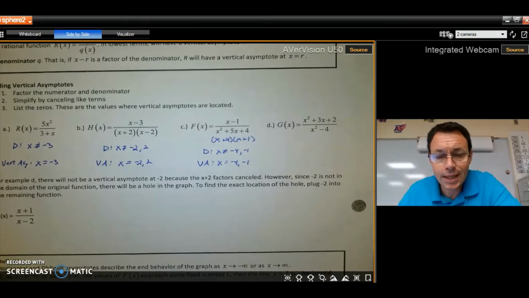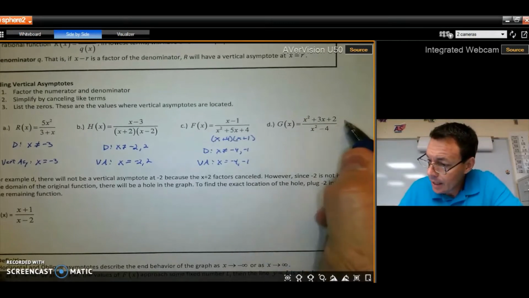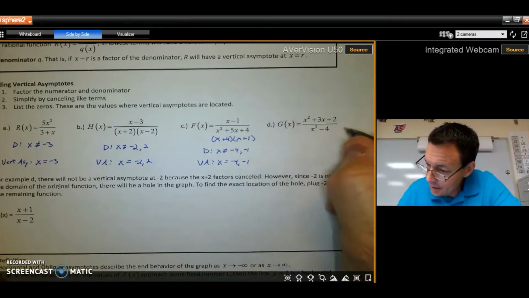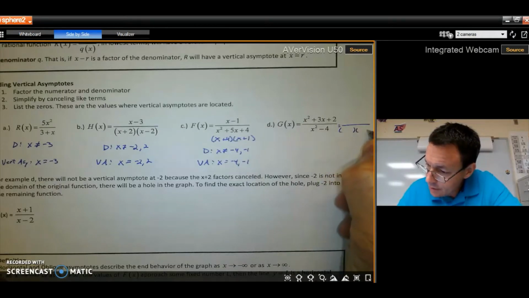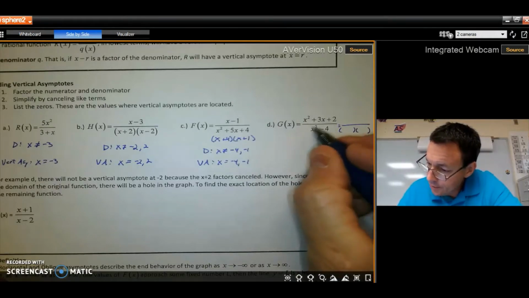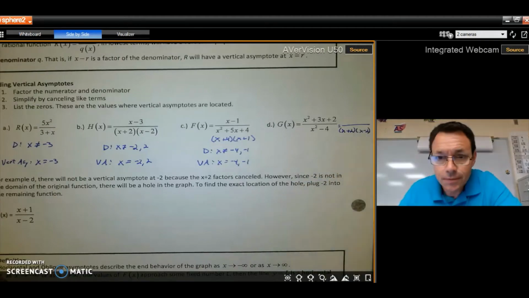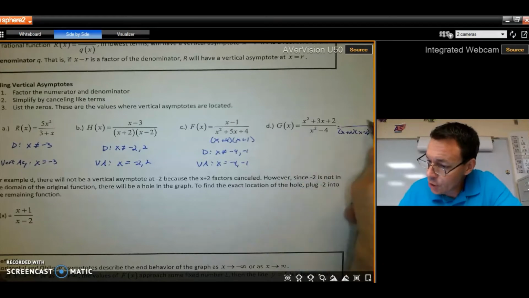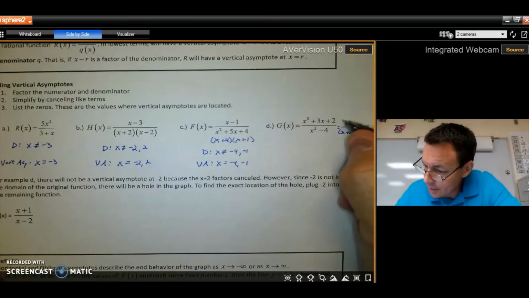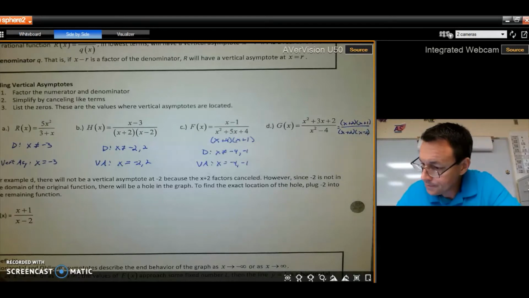Okay? Now, last one. Let's see. Now the denominator, let me just write this over here. So I'm going to rewrite this function. I'm going to factor the denominator. This will be x plus 2, x minus 2. I'm going to factor the numerator as well to see if there's any canceling that happens. Factors of 2 that add up to 3 would be plus 2 and plus 1.